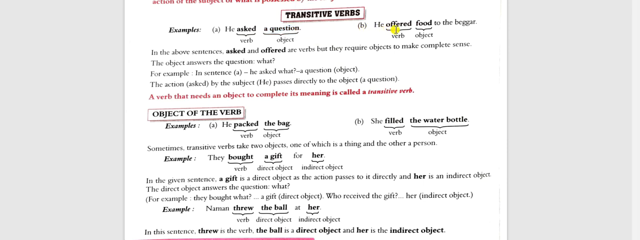Similarly, he offered food to the beggar. Now, here the verb is offered, and what thing is being offered? Food. So, he offered this much only, right? There is nothing in continuation of the subject. It will give you an incomplete sense. So verbs which take an object to complete their meaning are transitive. There are intransitive verbs also. We are coming to it shortly.